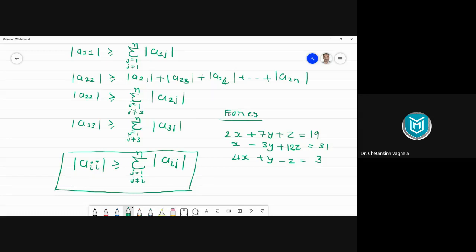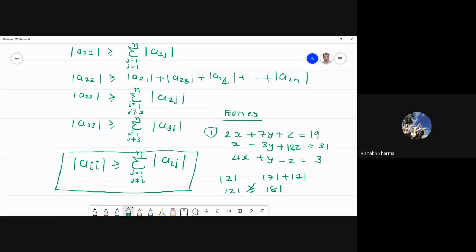Let's try to check it. Let's start with equation number 1. In equation number 1, what is your diagonal entry? It is 2. So modulus 2. And what are the other coefficients? Other coefficients are modulus 7 and modulus 1. Okay. So what is the total of these two values? The total of these two values is modulus 8. Now, do you think modulus 2 is greater than or equal to modulus 8?